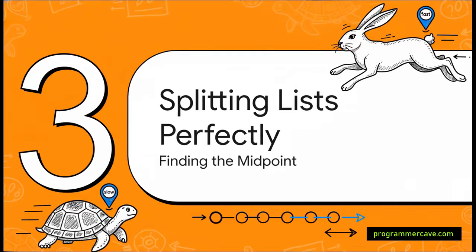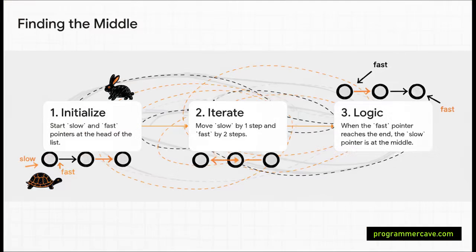Okay, so this pattern is amazing for finding loops, but that's not all it can do. Not even close. It's also absolutely perfect for finding the exact middle of a list. And the best part? You can do it in just one single trip through the data. Let's go back to our runner analogy. But this time, instead of a circular track, they're on a straight 100-meter dash. The fast runner takes off, moving twice as fast as the slow runner. By the time the fast runner crosses the finish line at 100 meters, where do you think the slow runner is going to be? Exactly. They'll be right at the 50-meter mark, the middle. It's the same exact principle.